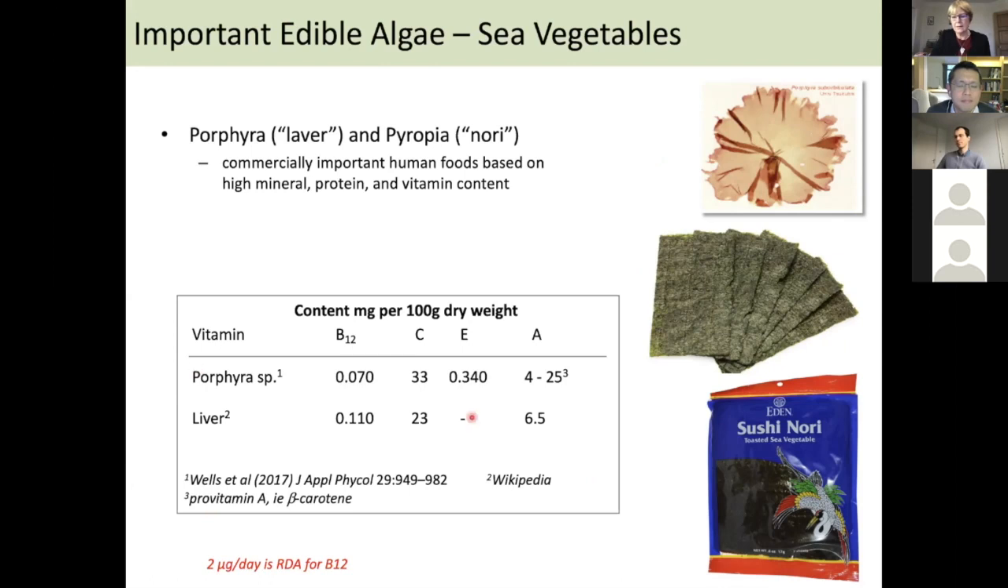And these are vitamins A, E, and C. I won't go through those now, but you can see for vitamin B12, there is about 70 micrograms of B12 per 100 grams dry weight of porphyra and 110 in liver. So liver is the recommended source of B12 if you are deficient. So if you don't like eating liver, you could eat seaweed instead.